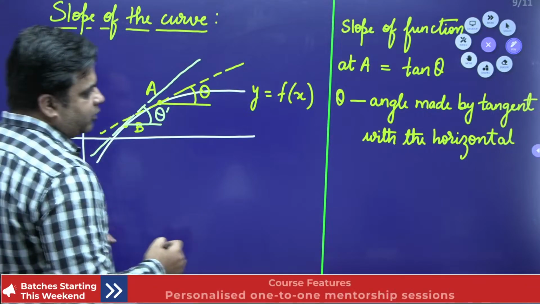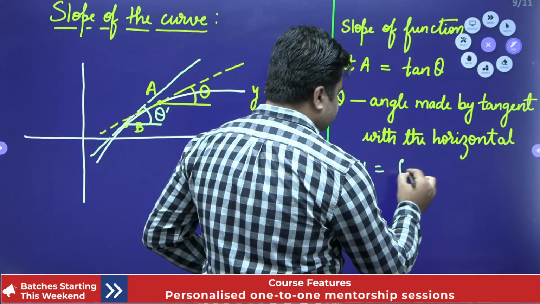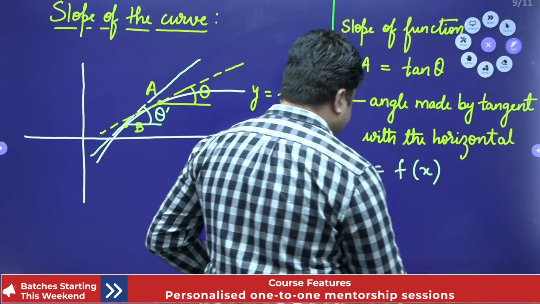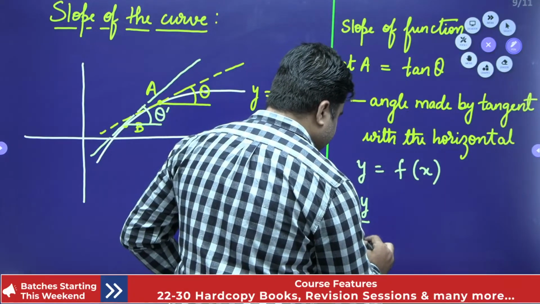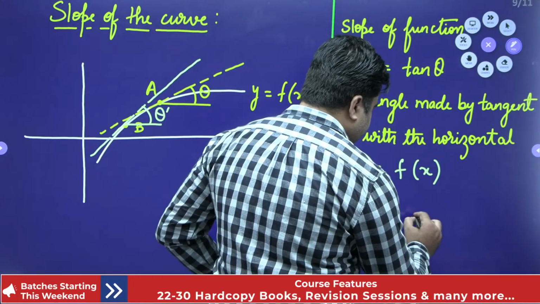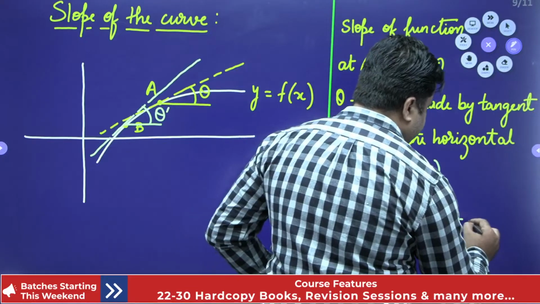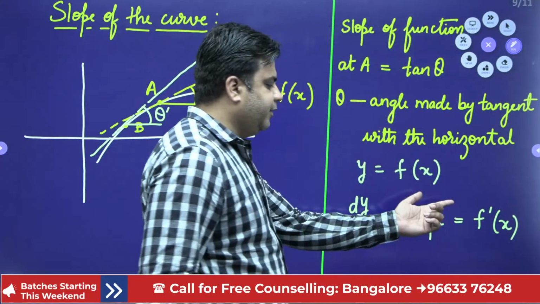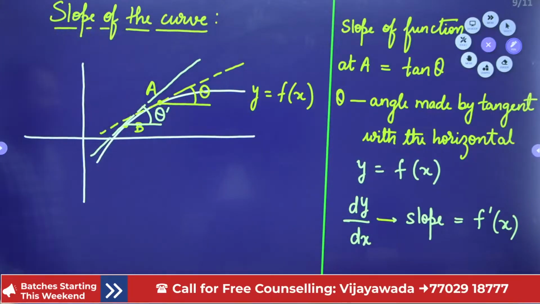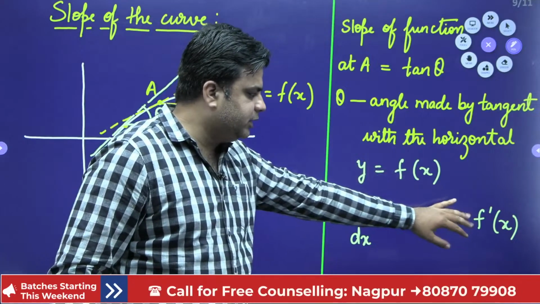So how to calculate this slope? If y is equal to f(x) is the function, then the slope is dy by dx, and this is equal to f dash x, that is, the first derivative of the function. So dy by dx is the slope of the function, and dy by dx is the first derivative.